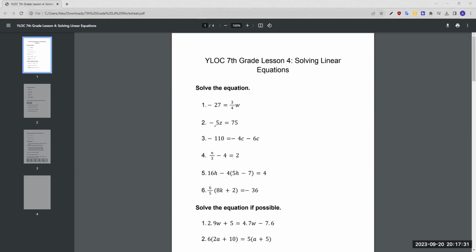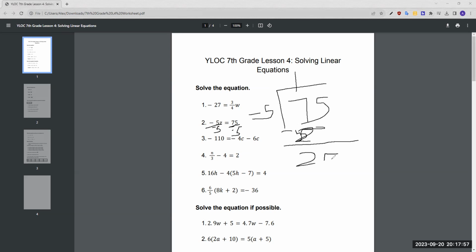Number 2, negative 5z equals 75. In this case, we can just divide both sides by negative 5, because once we do that, this side will just be z. So 75 divided by negative 5. 5 goes into 7 one time. Oh, shoot. It's 5 here, sorry. And then you drop the 5, and then 5 goes into 25 5 times. But there's also a negative here, so our final answer would be negative 15.